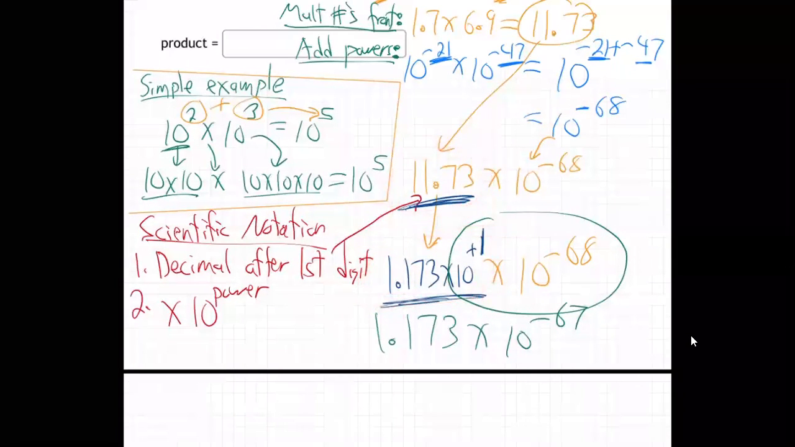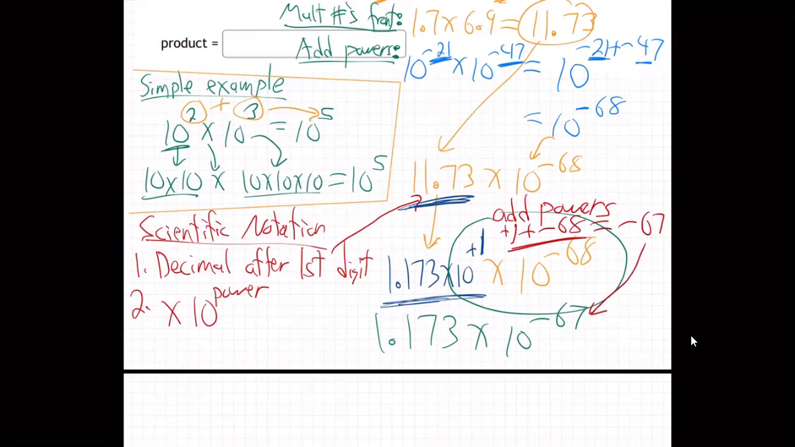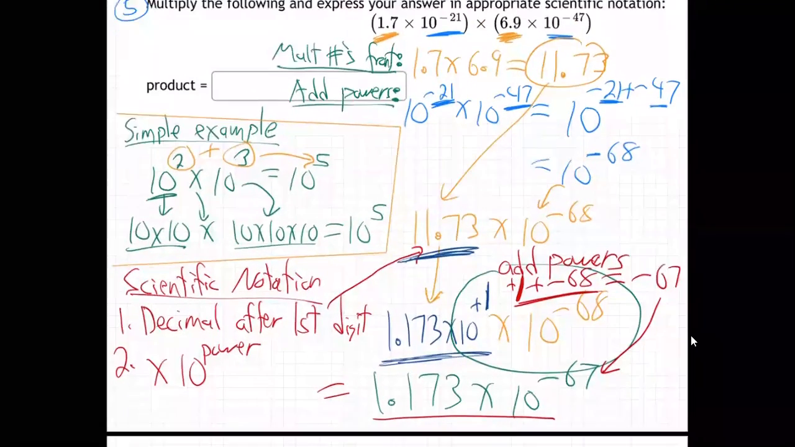And then you combine the 10 to the 1 and the 10 to the minus 68, and remember, you add the powers. We've talked about that. So plus 1 plus minus 68, that is minus 67, right? Because when you add a negative, it really subtracts, doesn't it? When you take 1 and add minus 68, it actually subtracts. And so there is the final and correct answer. So is everybody tracking with that? That's a fairly complex question there.